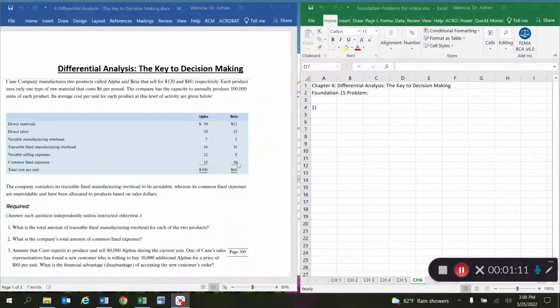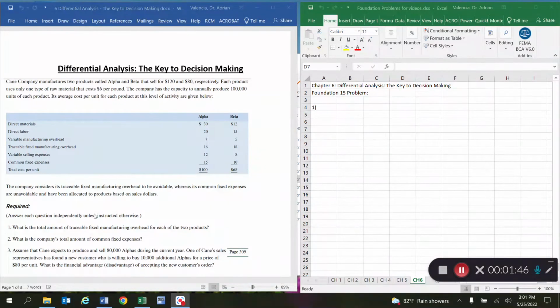So keep in mind that if you're not producing at 100,000 units, then the cost per unit for fixed items, like common fixed items, traceable fixed items, you have to first do a total amount and then divide it by the number of units, whatever they may be, that are not 100,000. So in other words, I just want to be clear here. This per unit number refers to a production level of 100,000. If it's a different production level, then the per unit amount for fixed items will be different.